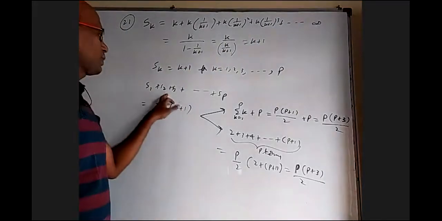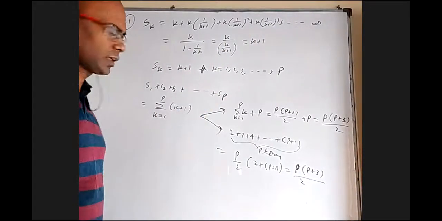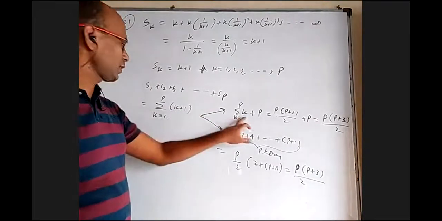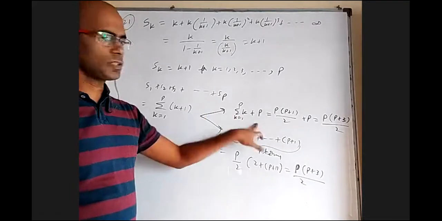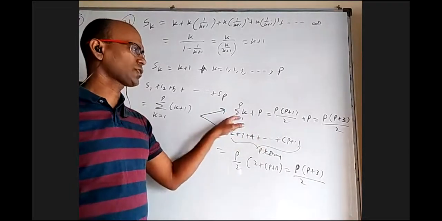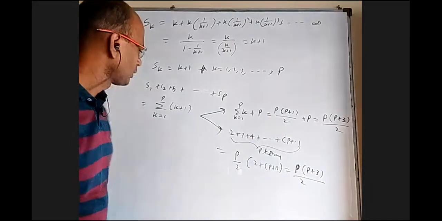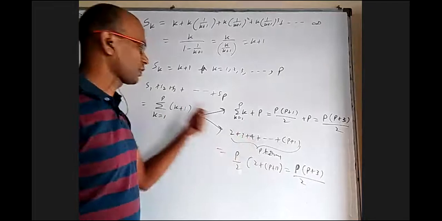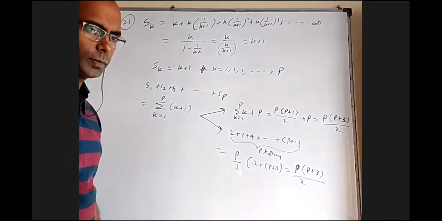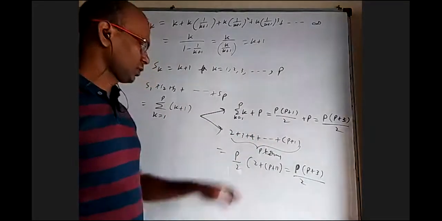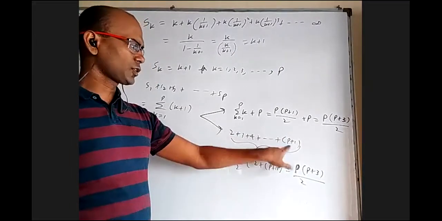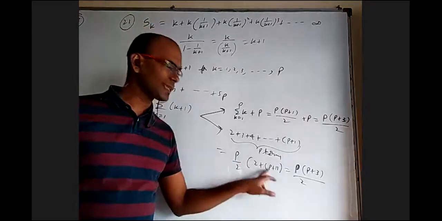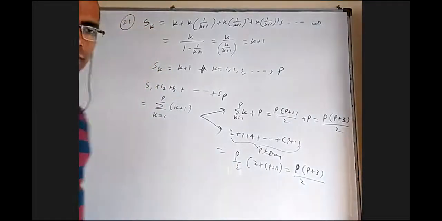Now they want S1 plus S2 plus S3 up to S_P. That's one thing, right? So sigma of (K plus 1): either you can write sigma K plus sigma 1, and when you add 1 P times it will be P only. Sum of P natural numbers is P into (P plus 1) by 2. Or directly put K equal to 1, you get 2, 3, first term, second term, third term, and the last term will be P plus 1. So this is an AP with first term 2, last term P plus 1 and P terms: n by 2 into (first term plus last term). Either way.